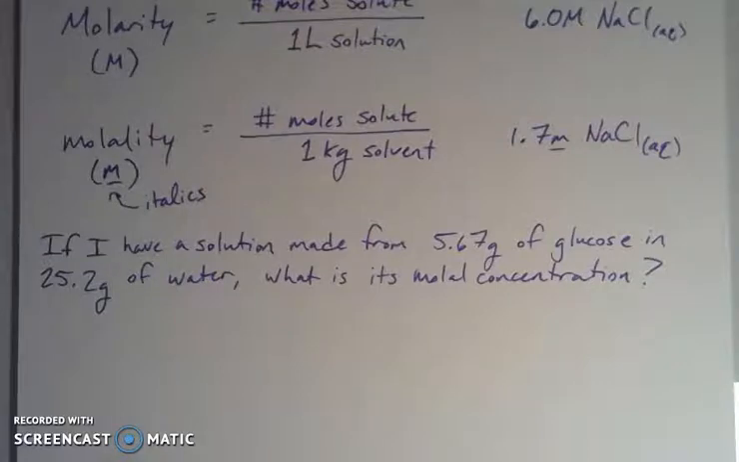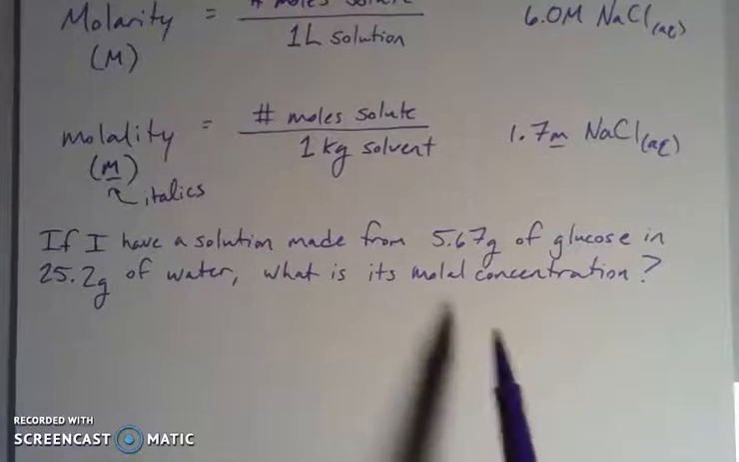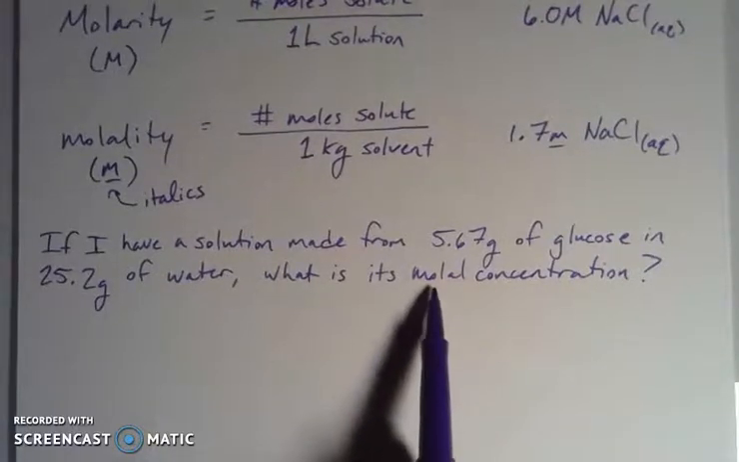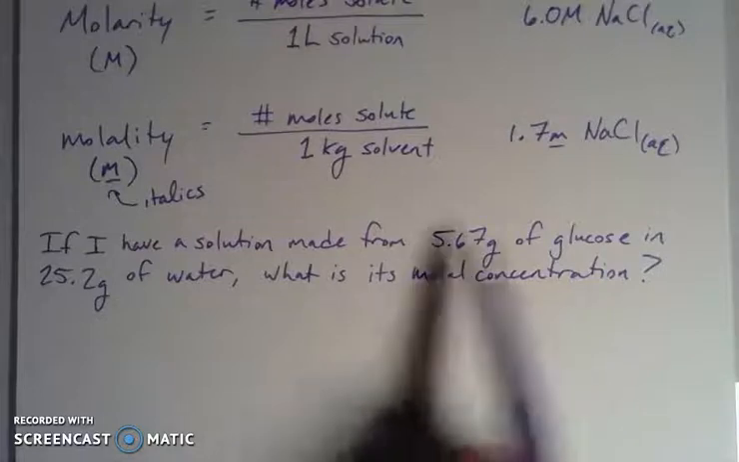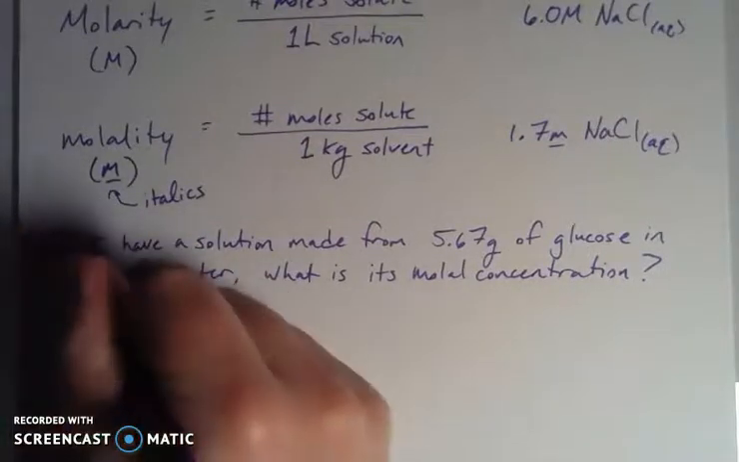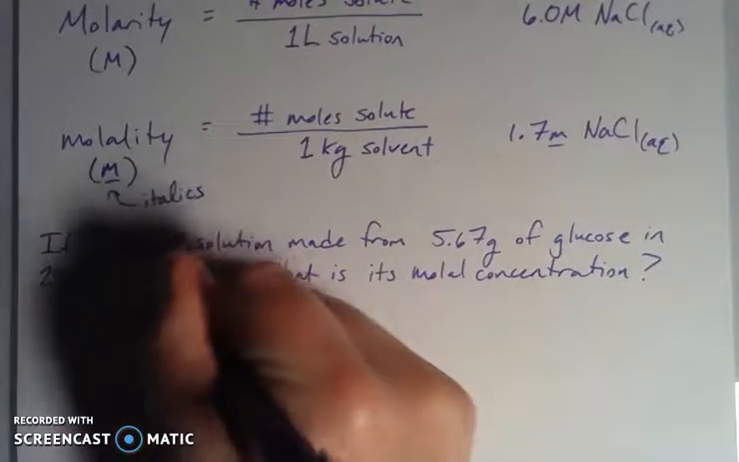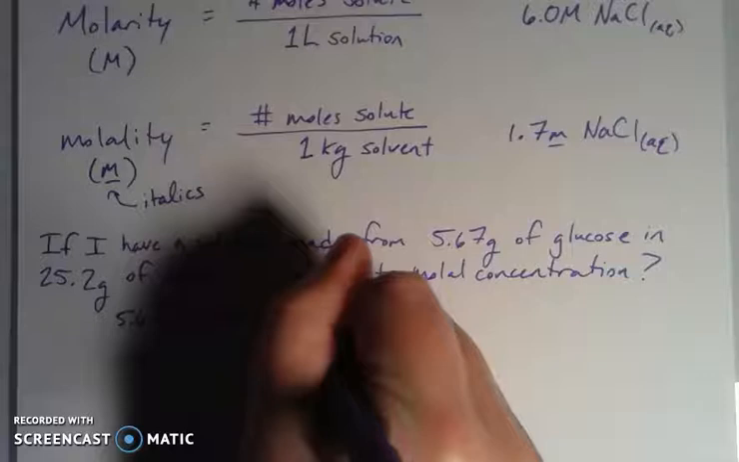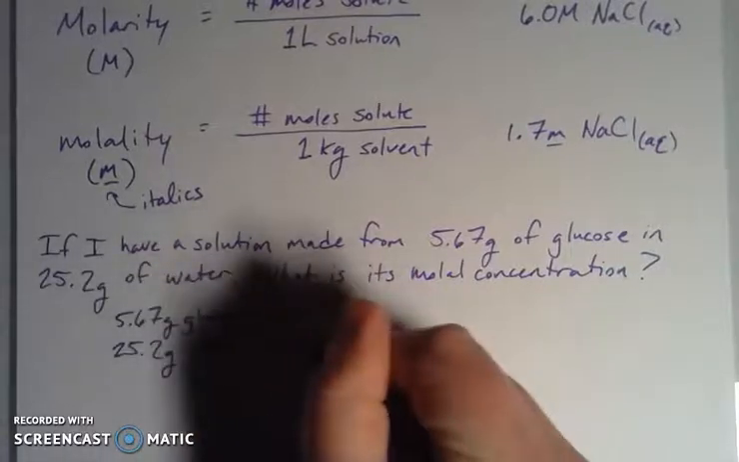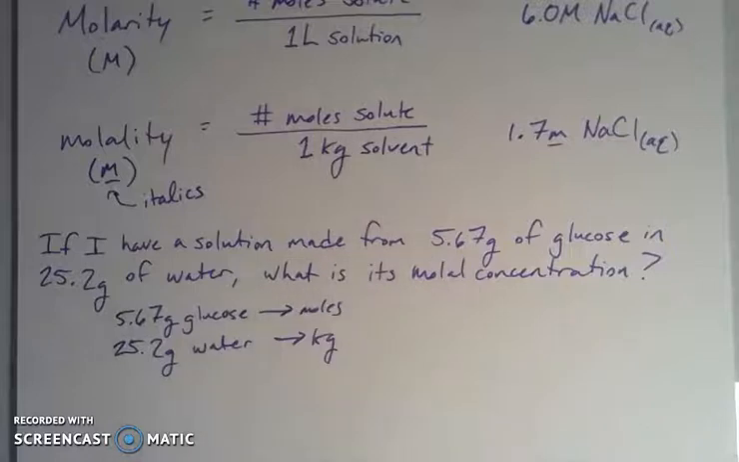So let's think about our glucose here. So if we're trying to figure out molality, we need moles of our solute and we need kilograms of our solvent. So in this case, we look for which one there's less of. That's our solute. So that's our glucose. So our 5.67 grams of glucose, we're going to have to get into moles. And then the 25.2 grams of water, we're going to have to get into kilograms. Okay, and that's going to give us molality, right? So our solute needs to go to moles, our solvent needs to go to kilograms.